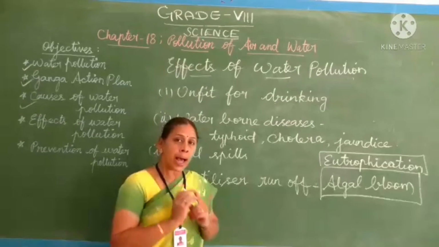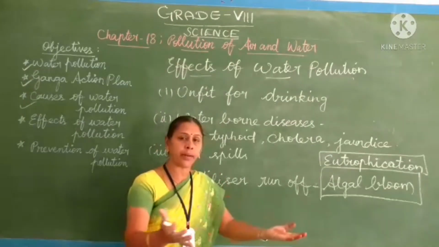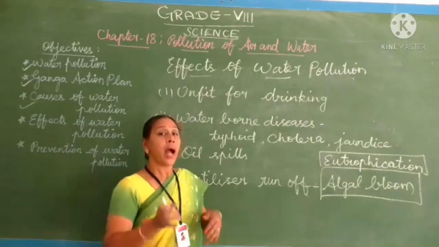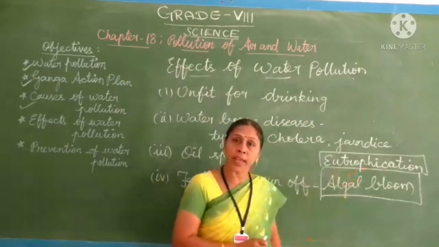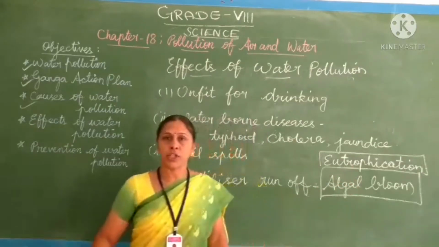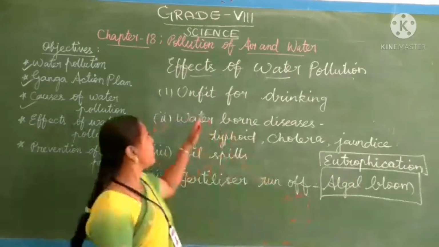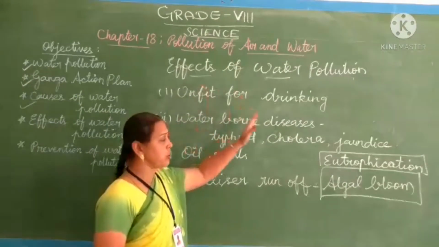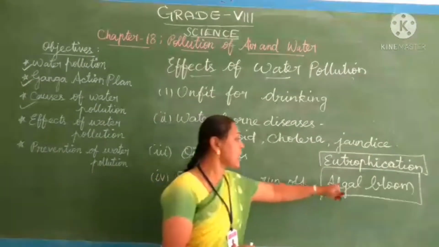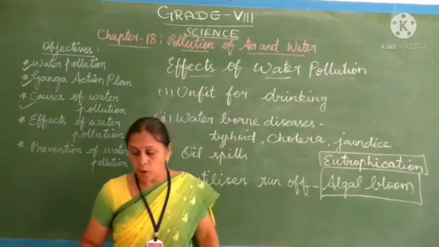So, if the algae spread throughout the water body by forming a layer on the upper surface of the water, this is called eutrophication. It is also called algal bloom or eutrophication. The main effect of water pollution because of the usage of fertilizers is algal bloom or eutrophication.